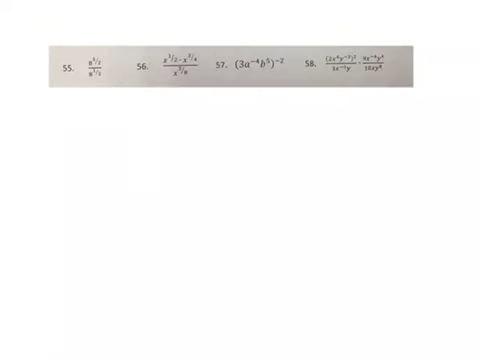And number 55, we're subtracting. So we have 5 halves minus 1 half, which is 4 halves, which equals 2. So we have 8 to the 2nd power, which equals 64.